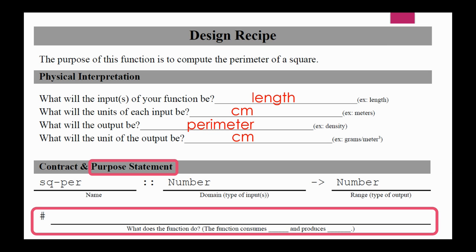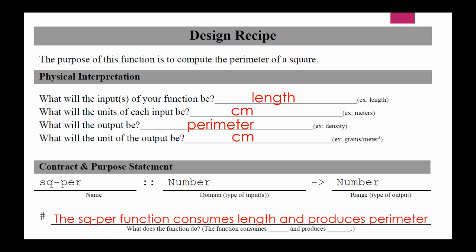This whole contract can be said as a sentence. So the Squipper function consumes length and produces perimeter. Now, what does this little hashtag out in the front mean? It's a comment, and it's for the humans. And you definitely want to put this down because I can guarantee you that when you come back here in a couple days, you're not going to know what that contract means.